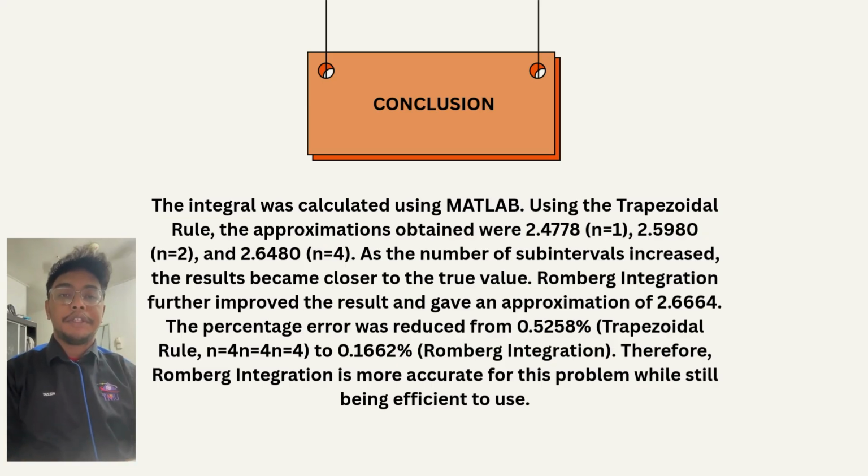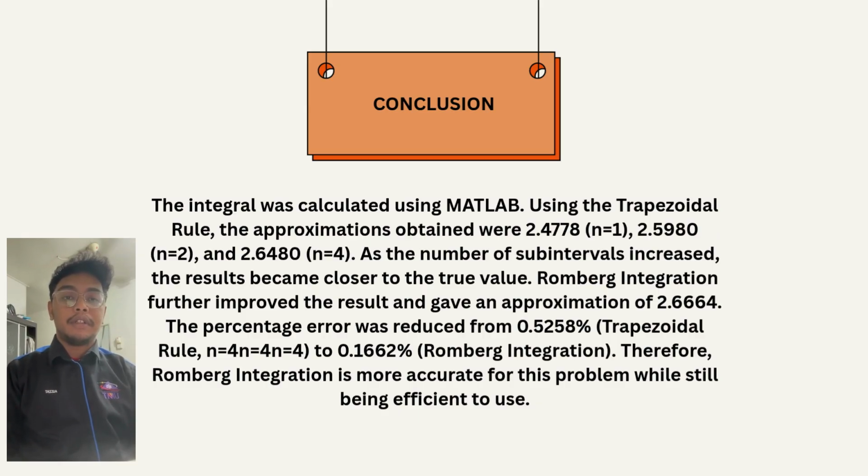Okay, in conclusion, the integral was calculated using MATLAB and manual solution. Using the trapezoidal rule, the approximations obtained were 2.4778 for n equals 1, 2.5980 for n equals 2, and 2.6480 for n equals 4. As the number of subintervals increases, the results become closer to the true value.